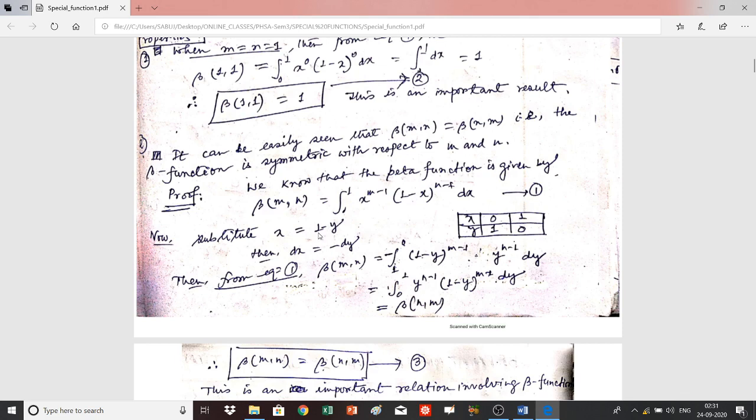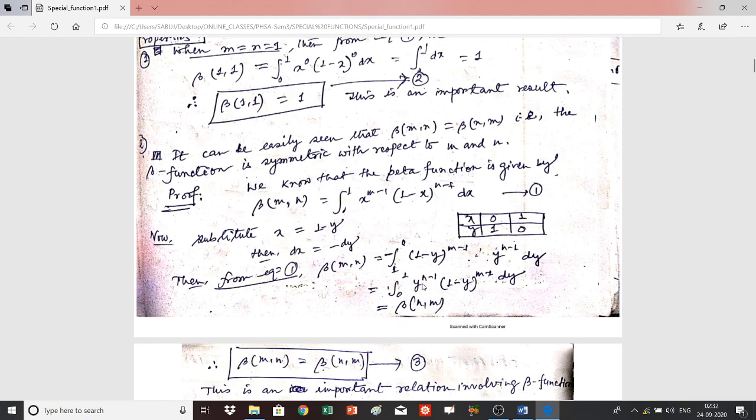And then 1 minus x will give you, sorry, here (1 minus x) to the power n minus 1. If you substitute the values, you will get y to the power n minus 1, and then (1 minus y) to the power m minus 1. So just substitute that.